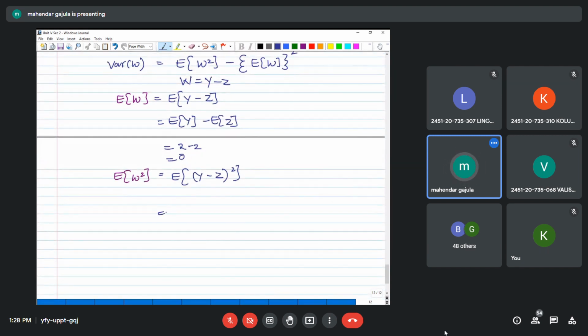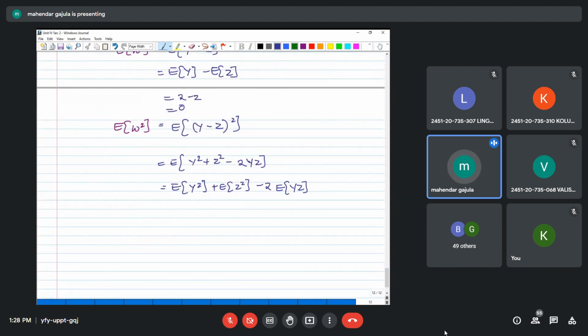Right. Now, let us apply the formula of (a minus b) whole square. The expectation of Y square plus Z square minus 2YZ is the expectation of Y square plus the expectation of Z square minus 2 times the expectation of YZ. Now let us find out individually what is the expectation of Y square. Can someone tell me what is the expectation of Y square? Is it not the autocorrelation at tau equal to 0?